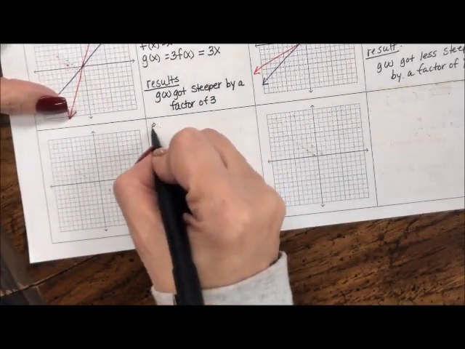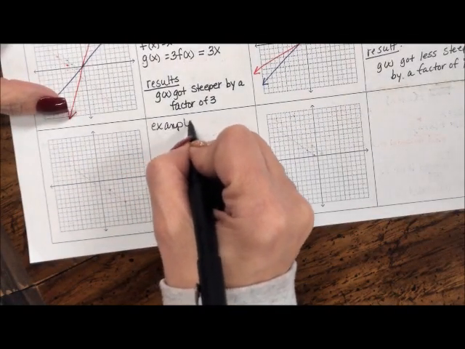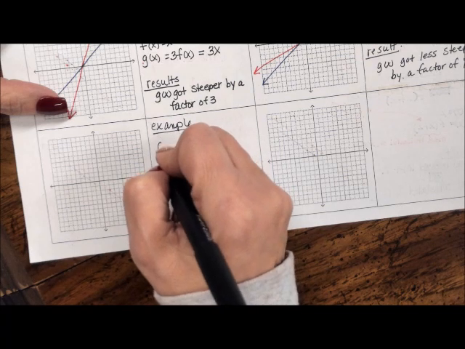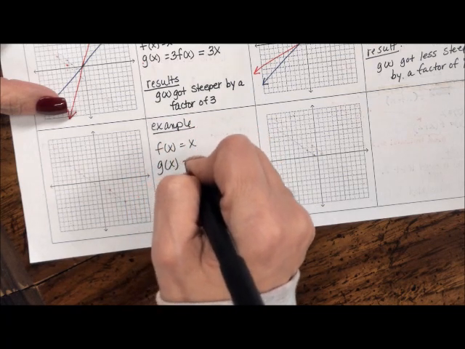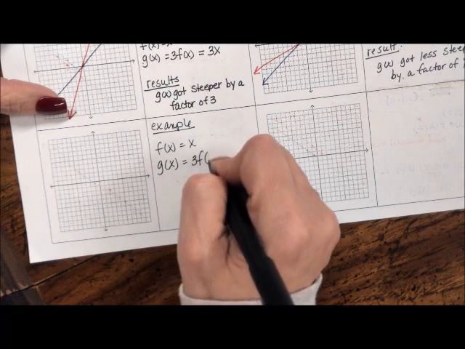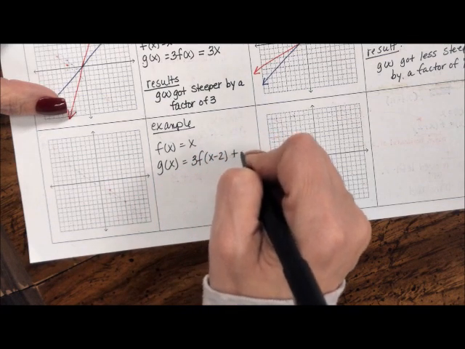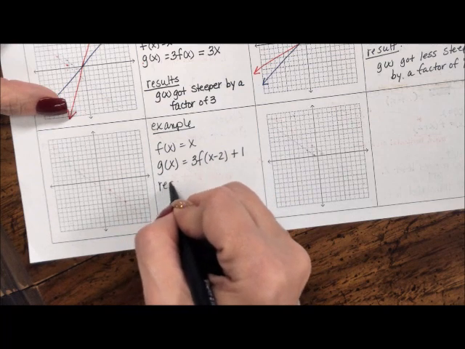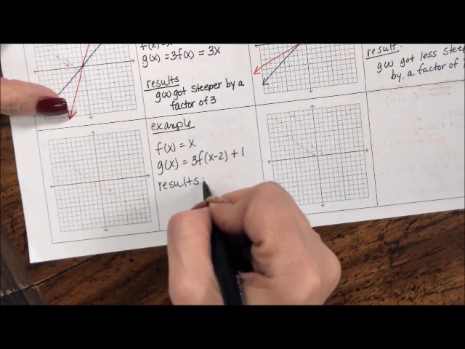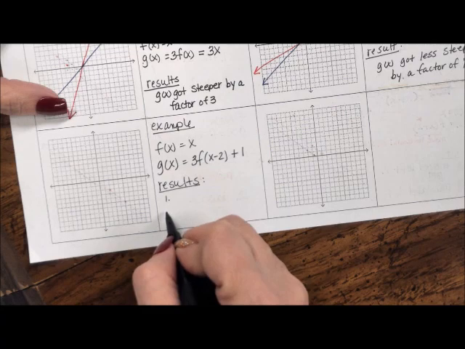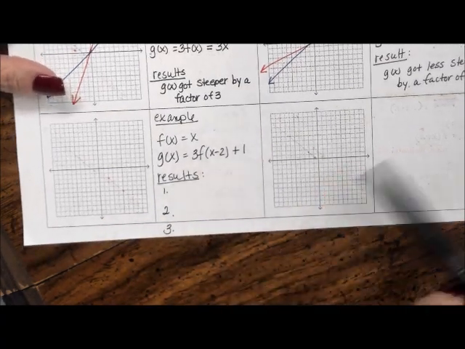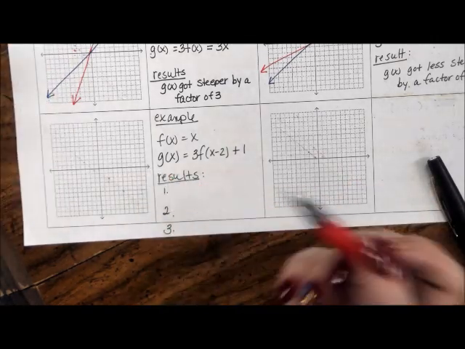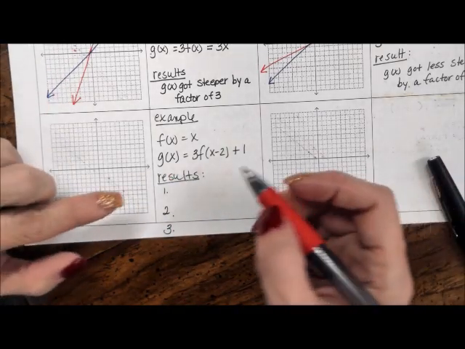All right, so let me give you some examples down here. So let's put the word example. Let's take it home. F of x equals x. G of x equals 3f of x minus 2 plus 1. What are the results? Now pause your video if you want a chance to do it. I'm going to work them out right now. I'm going to tell you there are 3 translations. Pause your video if you don't want to know what they are yet. I'm not even going to graph it. I could, but I'm not even really worried about it.